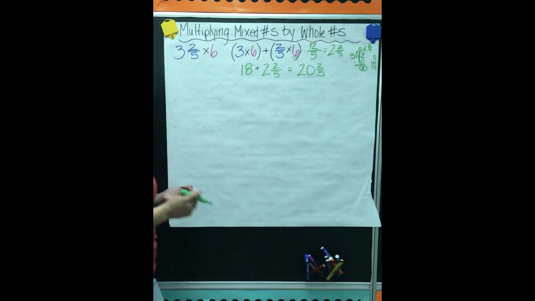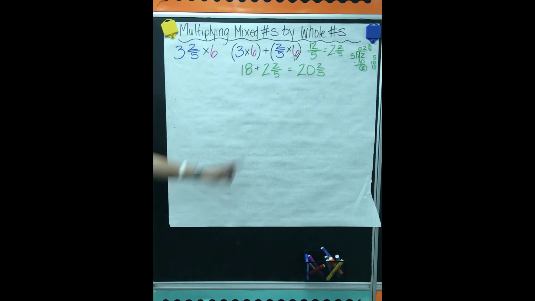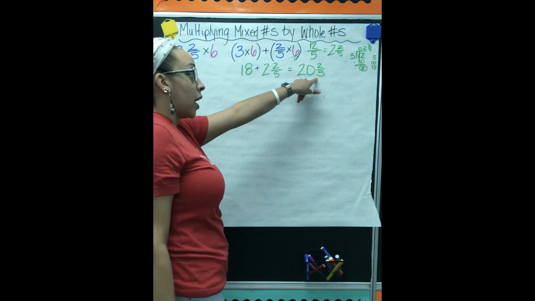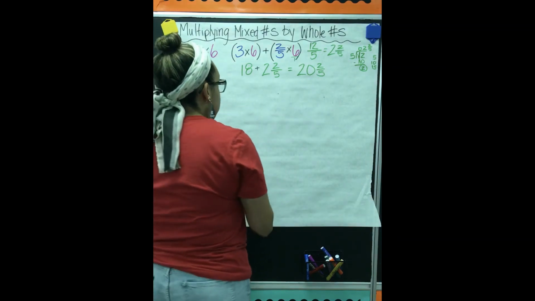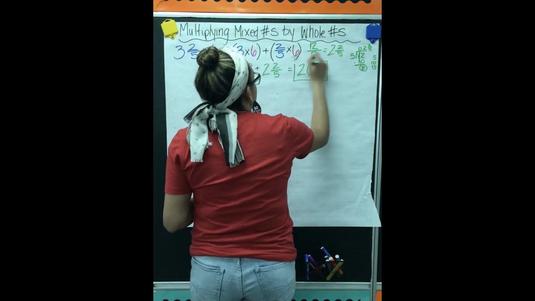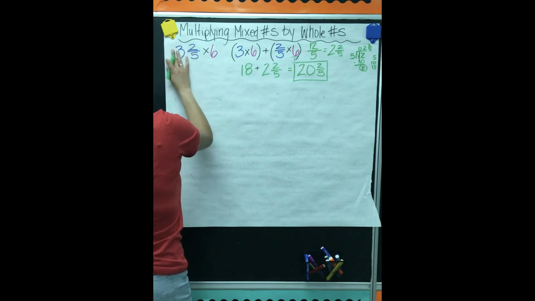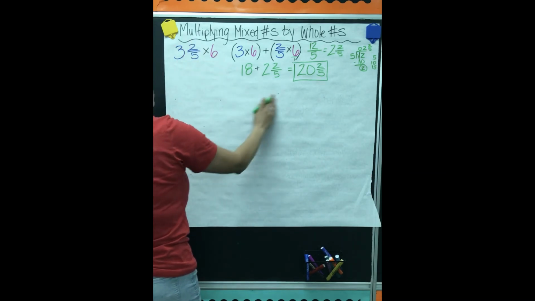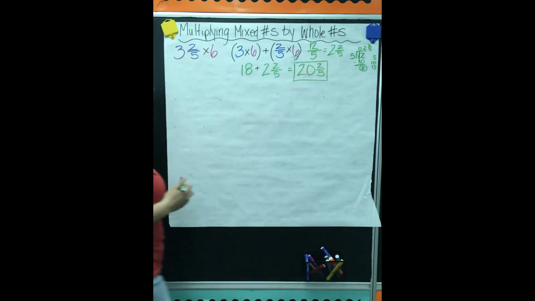Is this in our championship answer form? Well, we look at our fraction. What do we know about 2? 2 is a prime number, and it cannot go evenly into 5, which is also a prime number. So this is our championship answer. So 3 and 2 fifths times 6 equals 20 and 2 fifths.